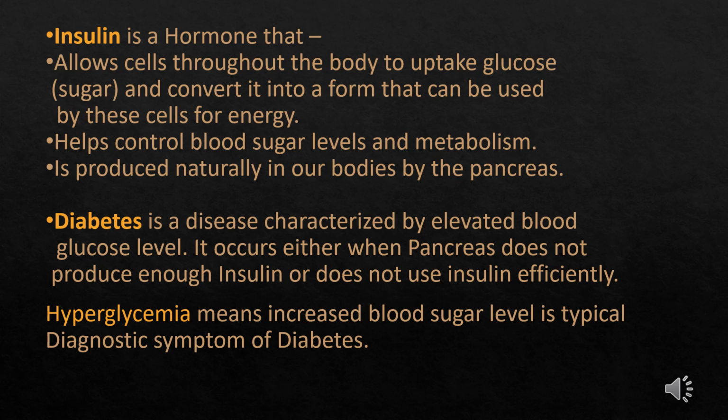Nowadays, diabetes is an ever increasing disease in our community. This disease is characterized by elevated blood sugar or blood glucose level because the pancreas does not produce sufficient insulin, or in some cases the produced insulin is not used efficiently in our body. So both of these things, that is low production of insulin or its inefficient use, lead to increased blood glucose concentration. The scientific term used for this is hyperglycemia. Hyperglycemia means increased blood sugar level, and it is a typical diagnostic symptom of diabetes. This hyperglycemia can damage vital body organs. Therefore, it must be treated to control blood sugar level at a normal level.